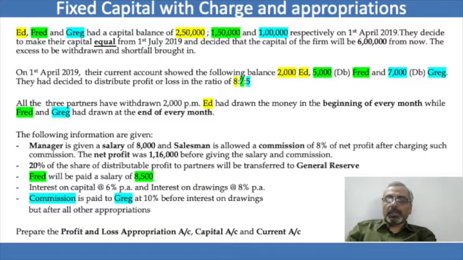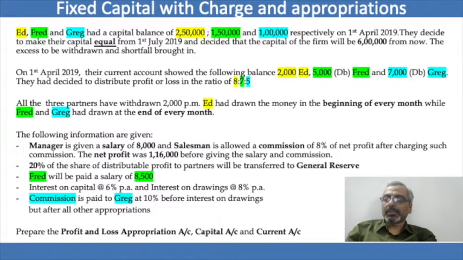In this question, we can see that there are three partners, Ed, Fred and Greg, and their capital balance is 2,50,000, 1,50,000 and 1 lakh respectively on 1st of April 2019. They decide to make their capital equal from 1st July 2019 and decide that the capital of the firm will be 6 lakh from now. If the capital is 6 lakh from now, that means each partner's contribution will be 2 lakh each. The excess to be withdrawn and the shortfall to be brought in.